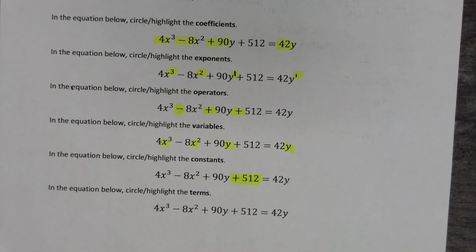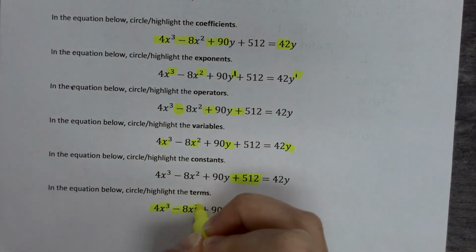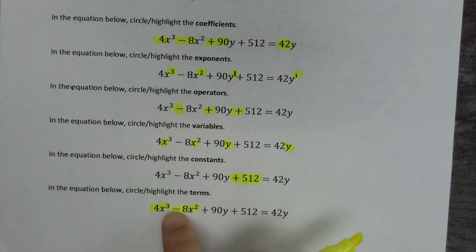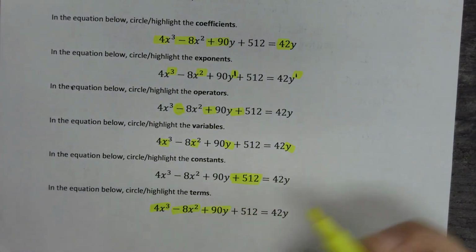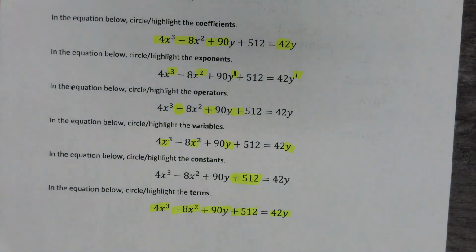And our terms, so remember, every term is going to be separated by a plus or a minus sign. So here's one term. Here's 2 terms. Remember, you include the sign in the front. Here's our third term, fourth, and then we also have our other term on the other side as well.